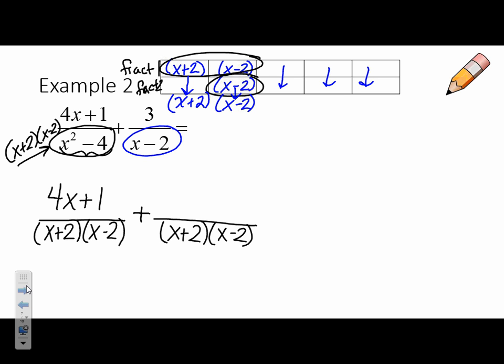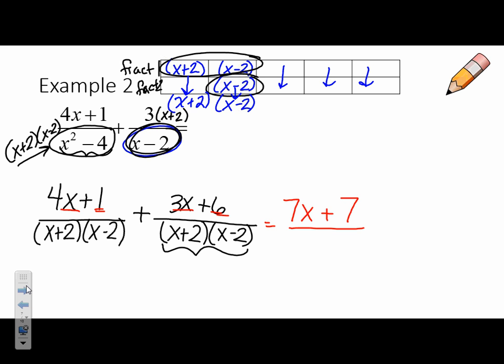But the second fraction, however, just had x minus 2, which means I changed it a little bit. Now look what it has. It has x plus 2 and x minus 2. So I have to put that x plus 2 up on the numerator as well and multiply that out. So it becomes 3x plus 6. Now that I've changed my two fractions here and established my common denominator, I can go ahead and add my like terms. Across the numerators, I have 4x plus 1 plus 3x plus 6. If I add like terms there, I'd have 7x plus 7. X's, numbers, here we go. And then the denominator stays, x plus 2 and x minus 2.